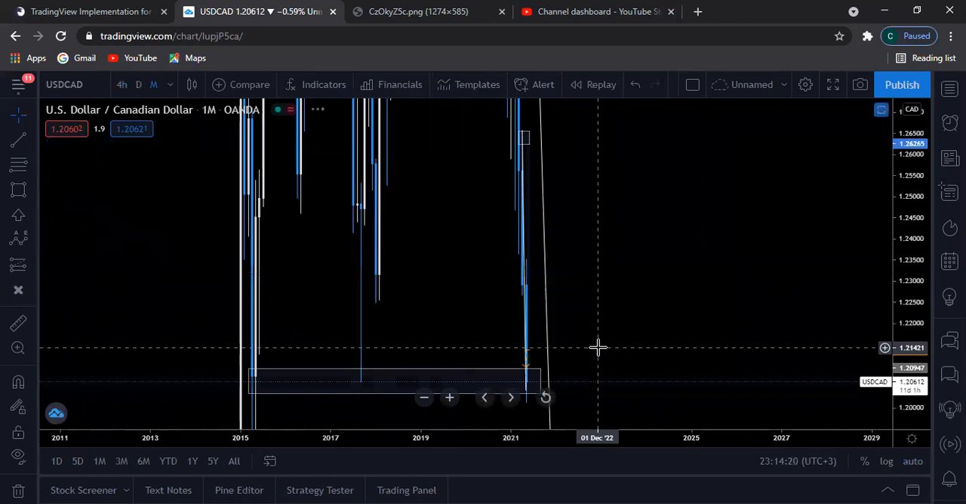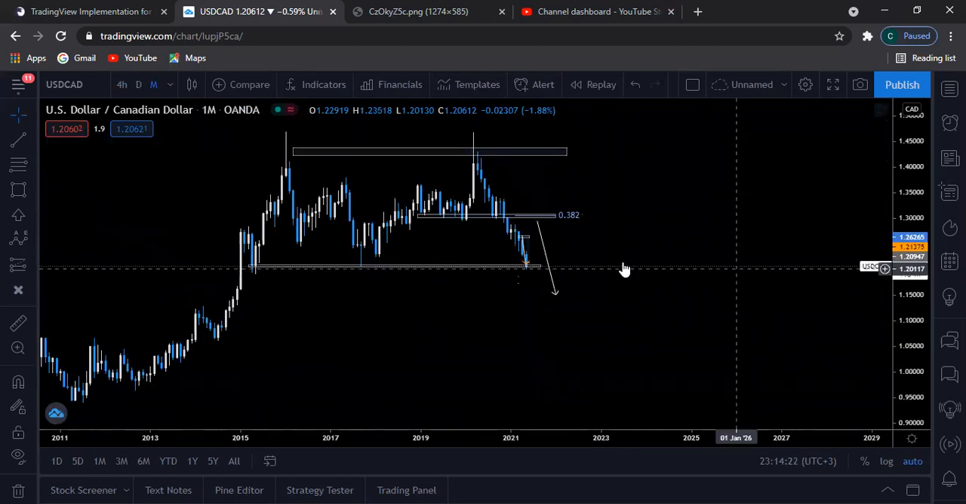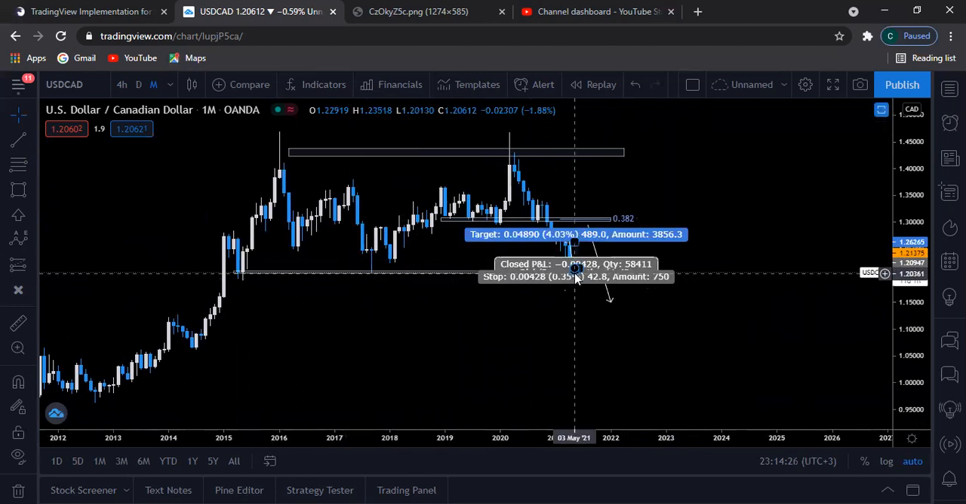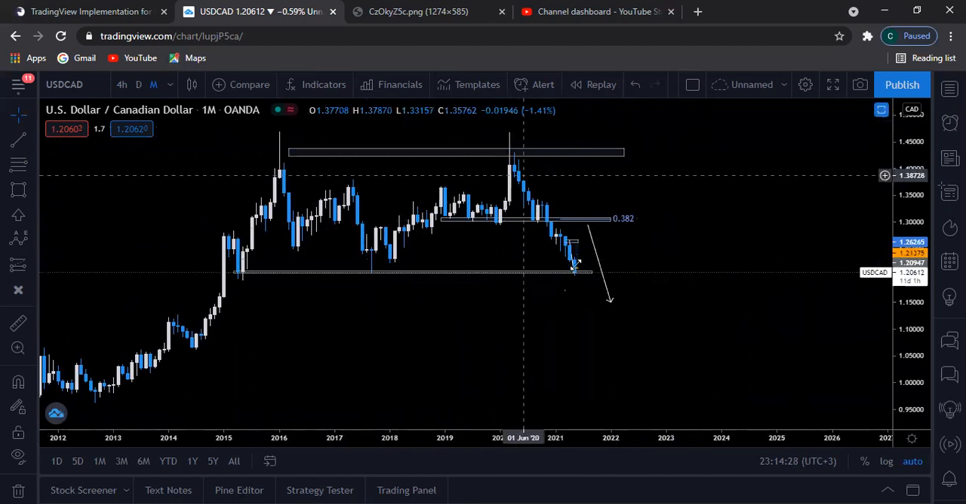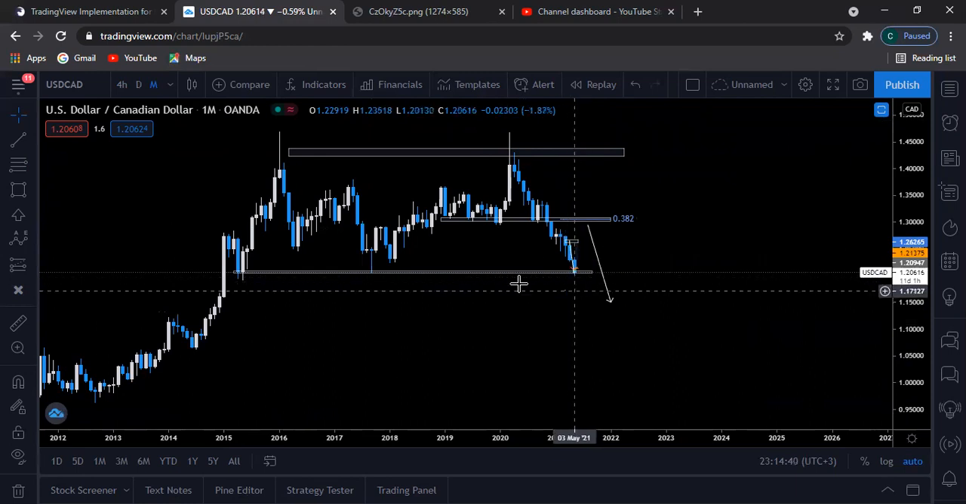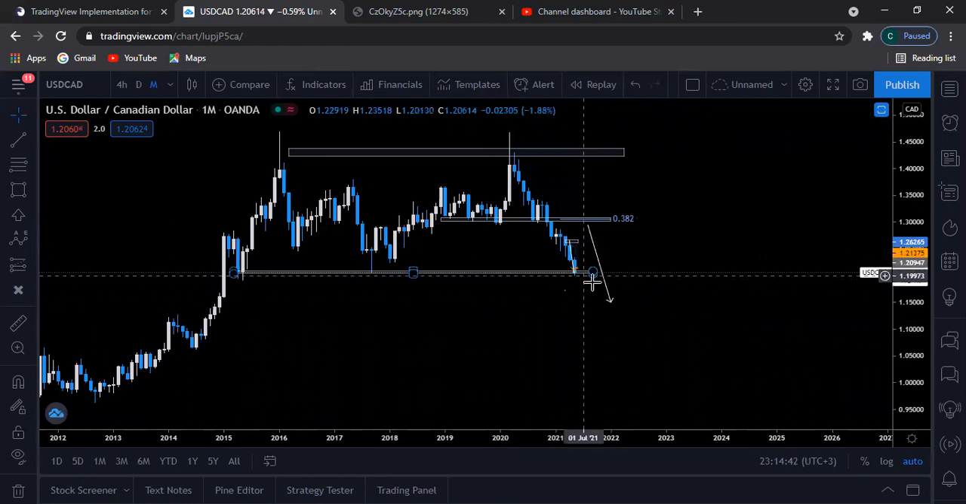Starting from the monthly structure, you can see that prices are right now in a very strong bearish trend, and prices hit this major support level that was last hit in 2017. That's like 4 years ago. So it's a very strong market support area, right?